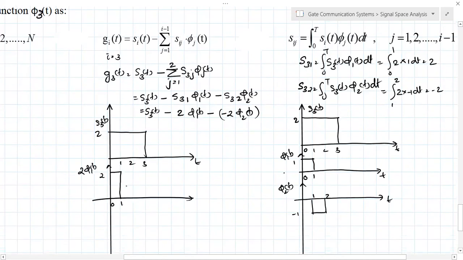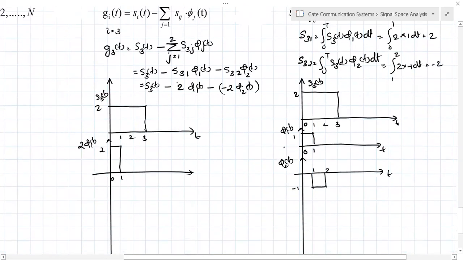Okay. Now we can consider the third signal, that is minus 2 phi 2 of t. So phi 2 of t is actually minus 1 from 1 to 2, and if you multiply with minus 2, it becomes positive. So you can see the third signal, from 1 to 2, its amplitude becomes 2, because we are multiplying the signal phi 2 of t with minus 2. Phi 2 of t has amplitude minus 1, and if you multiply with minus 2, it becomes 2.